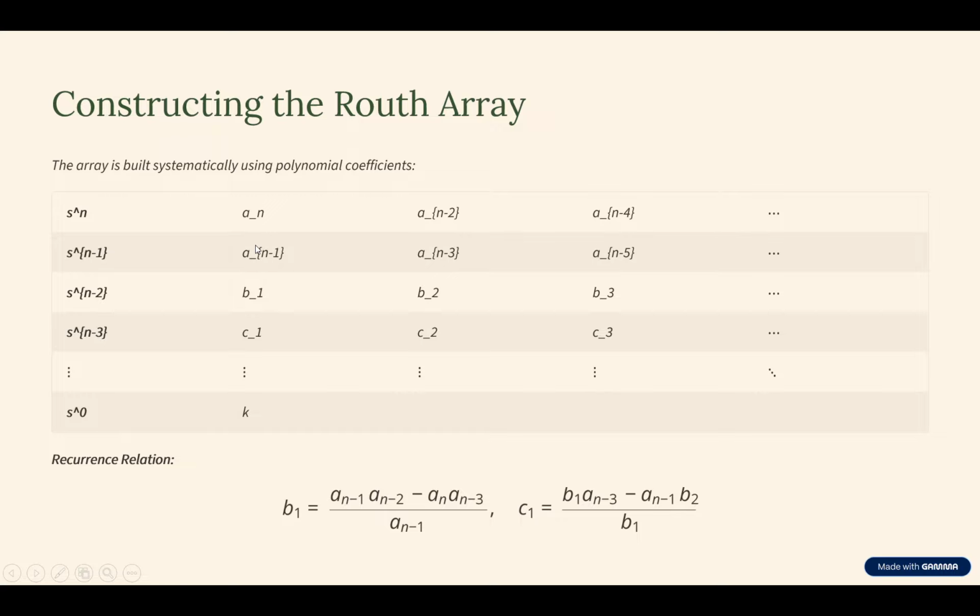To calculate the further rows, we can use this formula. To find b1, we multiply a_n-1 and a_n-2, subtract a_n into a_n-3, and divide by a_n-1, so we get b1. For b2, we take a_n-1 into a_n-4, similarly subtract a_n into a_n-5, and divide by a_n-1, and we get b2. We have to fill the whole table and check the first column. If there are any sign changes, then we can say that the system is unstable. But if there is no sign change, then the system is stable.